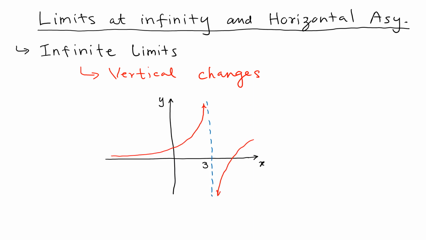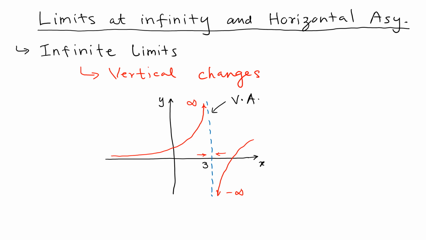If you look at this graph, you can see that when x reaches 3 from the right side, the function goes to negative infinity, and if x reaches 3 from the left side, the function goes to positive infinity. So those are what we call infinite limits. In this case the changes are vertical. When you go vertically, you talk about infinite limits, and it also produces what we call the vertical asymptotes. We learned about this one earlier.